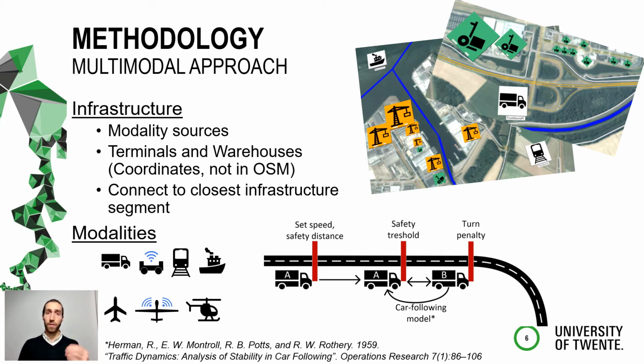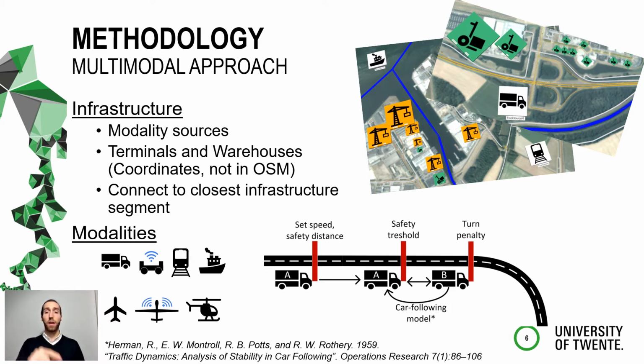So when a vehicle enters a road segment, a new maximum speed is set, and also the safety distance is set related to the speed. When the safety distance threshold is crossed, then the car following model by Herman and others is activated and will return a deceleration value, and again an acceleration value when the safety threshold is crossed again when distancing from the front vehicle.